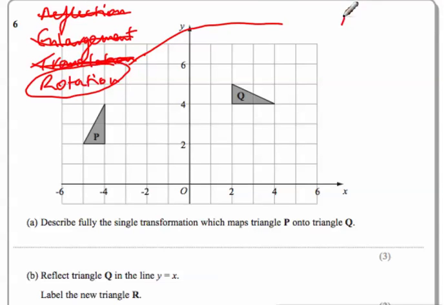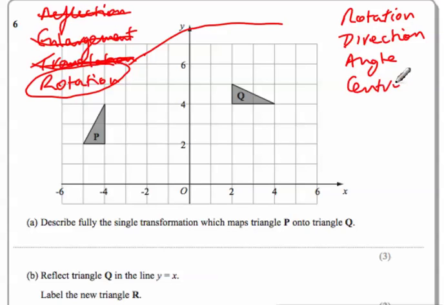The first is that it's a rotation, which sounds ridiculously obvious, but people, because they know it's a rotation, forget about putting that one down. Yeah, so you would lose a mark if you didn't put rotation. The second one is the direction of the rotation. The next one is the angle it goes through, and also the center of rotation. So you need to specify all 4 of those things.